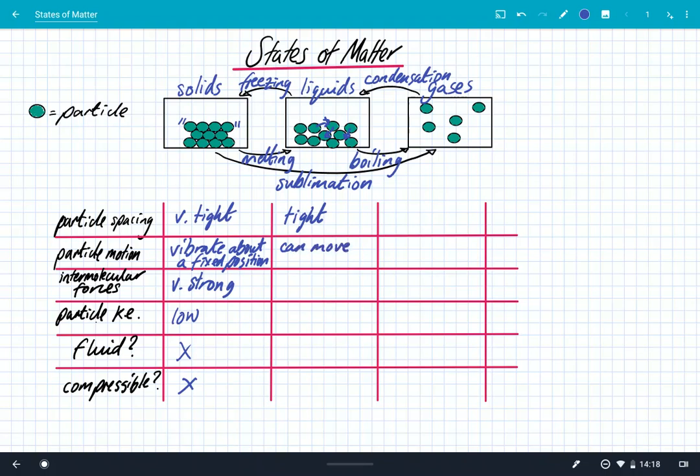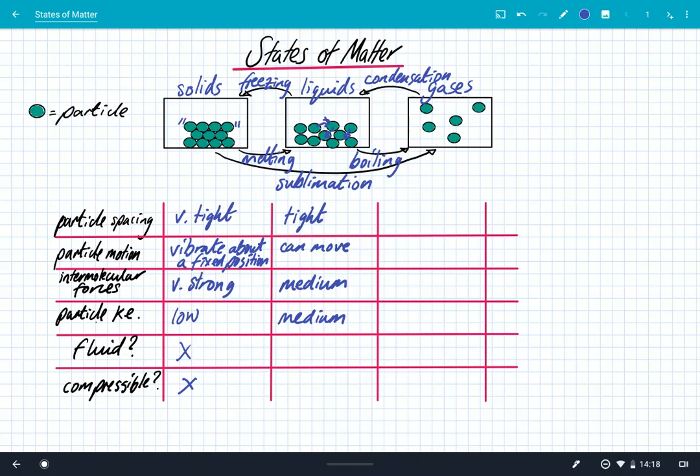This is because the intermolecular forces in liquids, the forces between the particles, is I'm going to call it medium. It's not as strong as in solids, but it's actually stronger than in gases. Because these particles are able to move, they must have more kinetic energy, because kinetic energy is just a measure of how quickly these particles are moving. So I'm going to say that the kinetic energy is medium. They've got much more kinetic energy, the particles do, compared to in the solid phase.